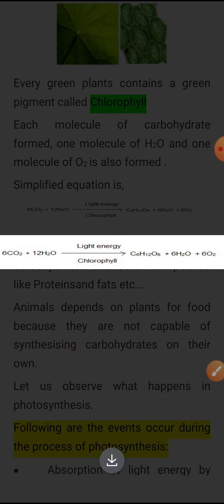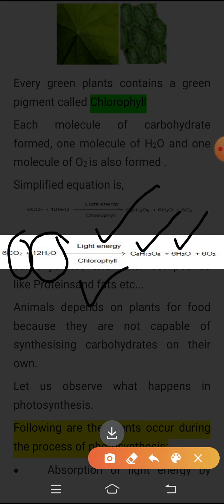Please observe this equation. During the process of photosynthesis, you can observe here the carbon dioxide is involved along with the water in the presence of light energy and chlorophyll. The photosynthesis takes place, and the products obtained are glucose, water and oxygen. So this is a simplified form to show the process of photosynthesis.